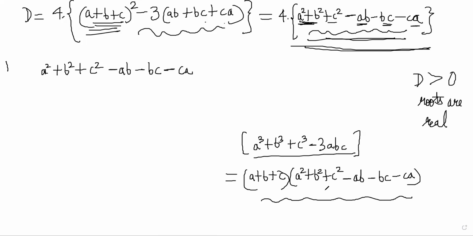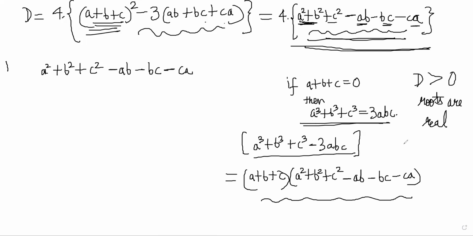So you have not seen this property that if a plus b plus c is 0, then a cube plus b cube plus c cube is 3abc? You never seen this? Okay, so that means that you have not done that much algebra. So we will do it later, don't worry. So right now just focus on this part.